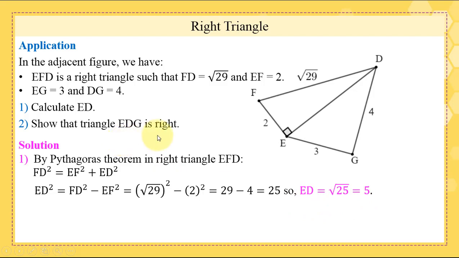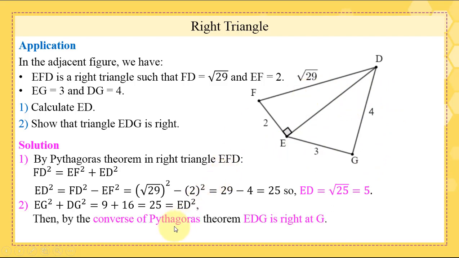In part 2, we want to show that EDG is a right triangle. We say that now we have the length of ED, which is equal to 5. So in this triangle, we have the lengths of its three sides. If we try to apply the converse of Pythagoras, we see that EG squared plus GD squared is equal to 25, and also ED squared is equal to 25. Then by the converse of Pythagoras theorem, triangle EDG is right at G.